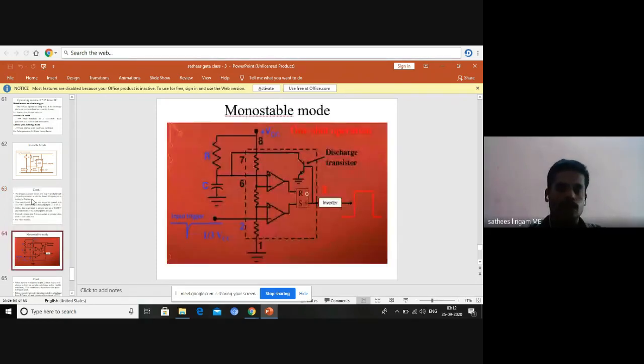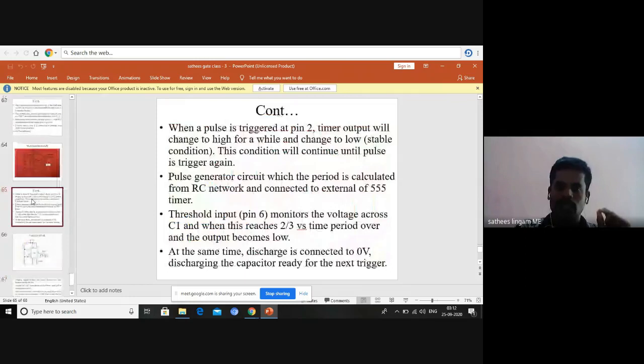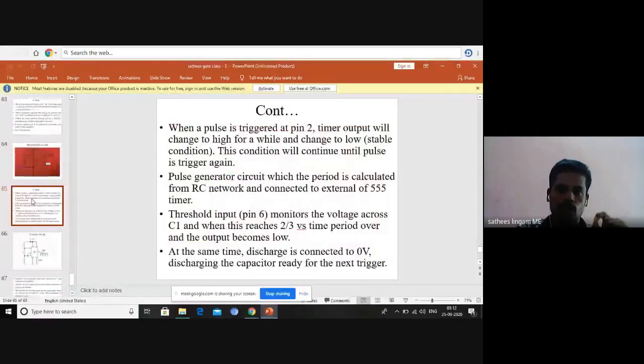Okay. Monostable mode means here you see the trigger input. When the trigger input is activated, a pulse is generated on our output side. So this is one-shot operation: only one pulse is generated. Here also the two comparators play a role. When the pulse is triggered at pin 2, the timer output will change to high for a while and change to low. This condition will continue until a pulse is triggered again.